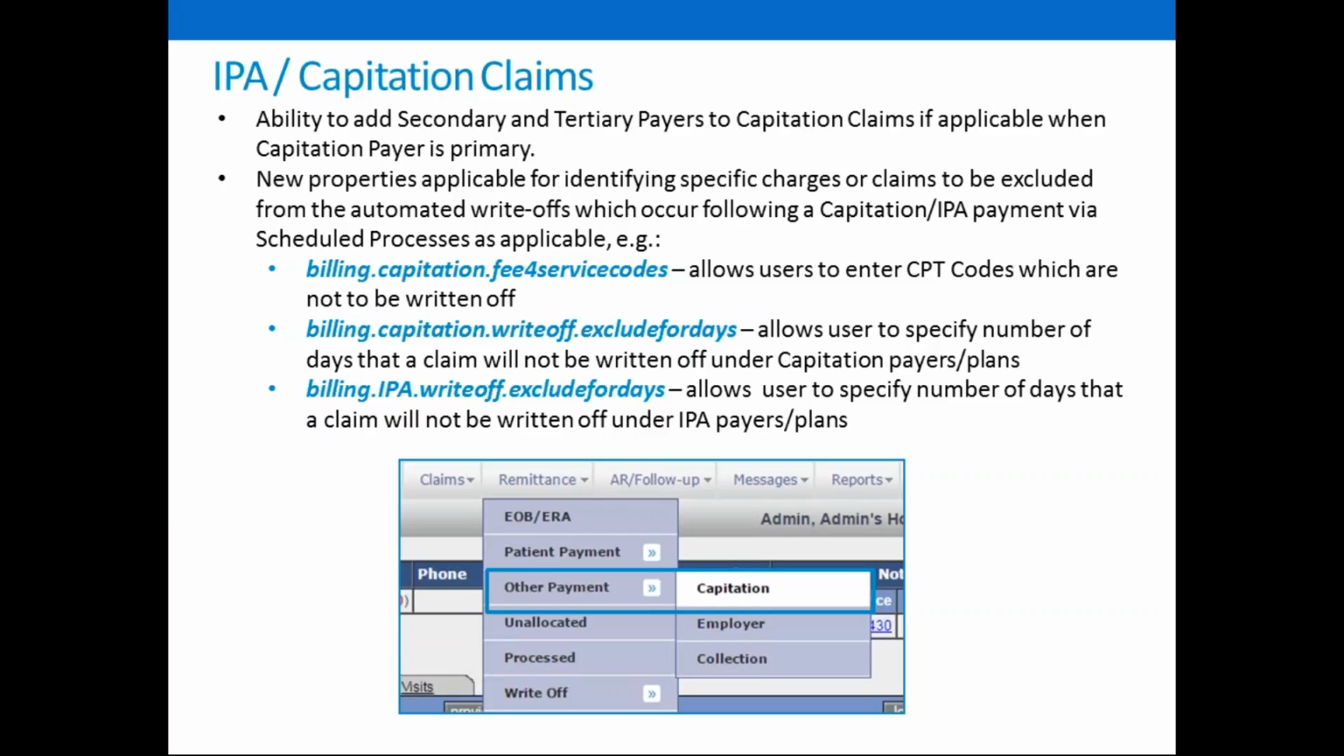So you can indicate the codes you don't want written off, add that secondary or tertiary payer for the sake of generating the claim. You also can define a number of days to prevent the automation write-off from happening so that you can make these decisions. So these are new properties that by default will not be defined. So within your practice, if you have these scenarios, however, as a biller, if you have the administrator access, you will be able to set these property values accordingly.